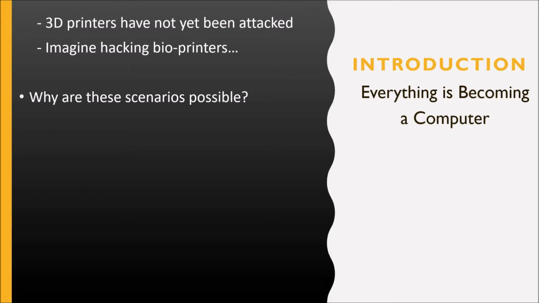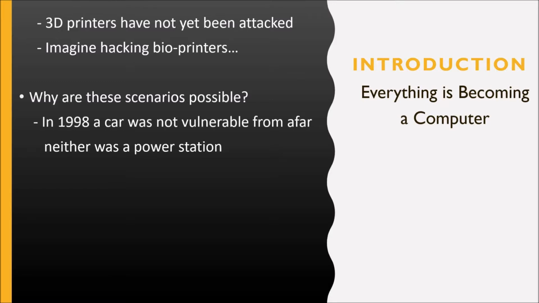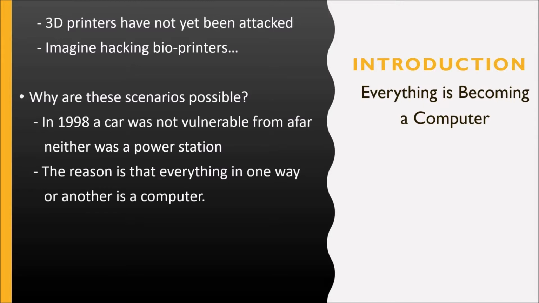The thing is that in 1998, a car was not vulnerable from afar, neither was a power station. And that's because they were mostly mechanical devices. And nowadays, everything in one way or another is a computer. In the past, you would build a car, which was mechanical, and you would add perhaps a small computer to it, so you can have a more beautiful tuning station device, so it wouldn't look so analog.